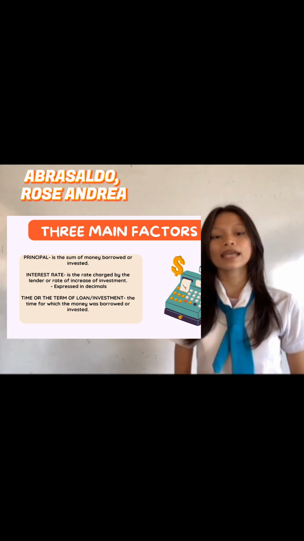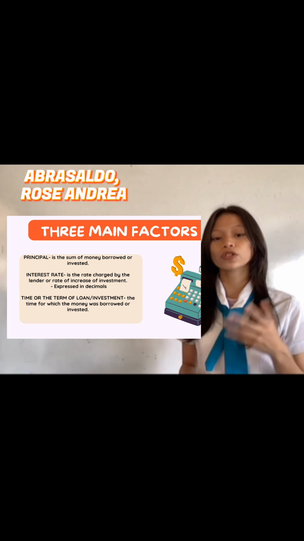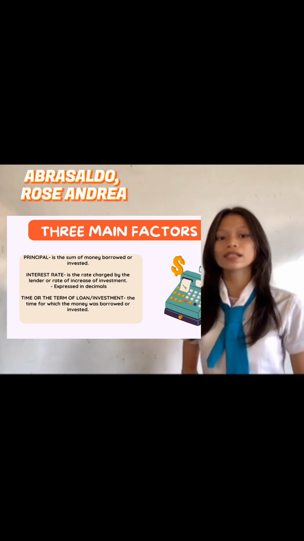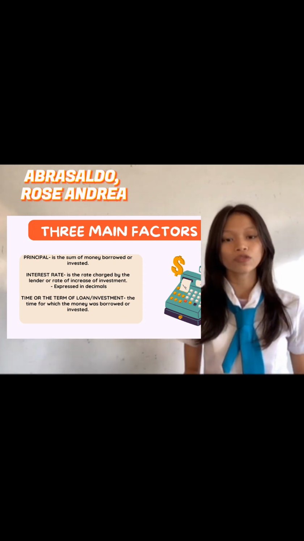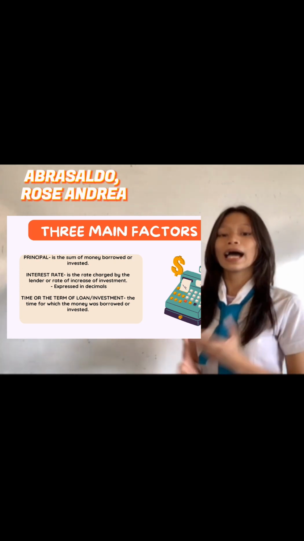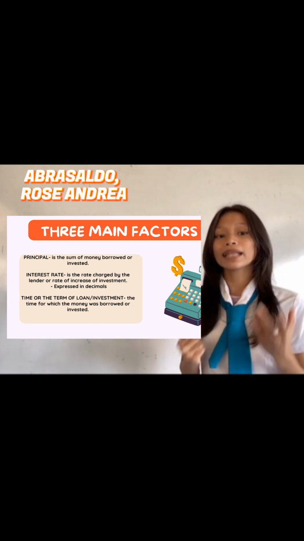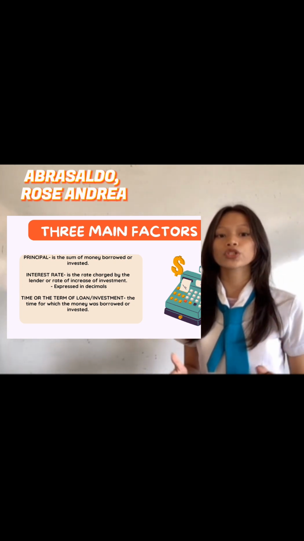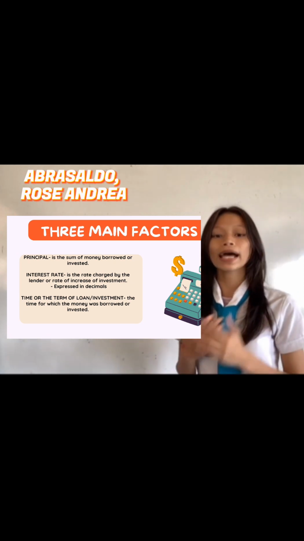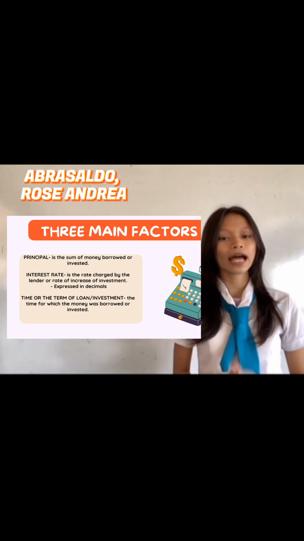The principal is the amount of money you borrow or invest. It's the initial sum of money that you start with. The interest rate is the percentage that the lender charges you for borrowing money or the rate at which your investment grows. And lastly, the term or time period is the length of time that can be measured in years, months, or any other unit of time. For example, if you borrow money for 2 years or keep your investment for 6 months, that's the time period.